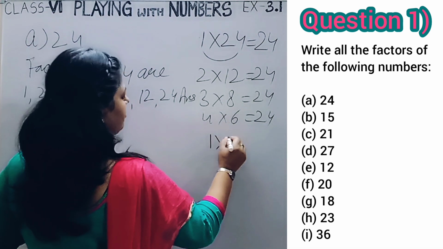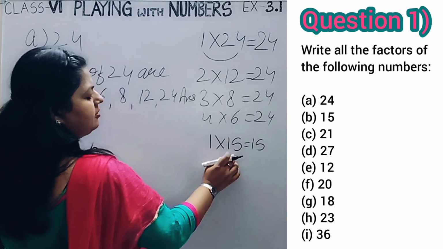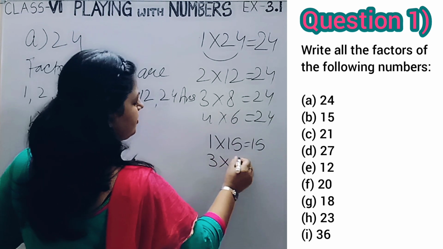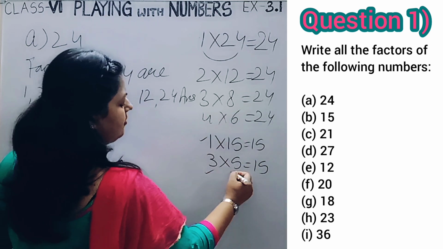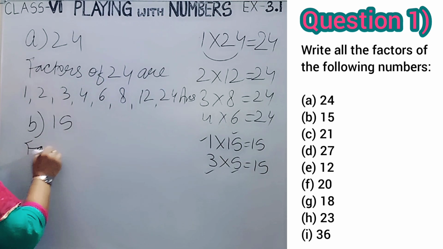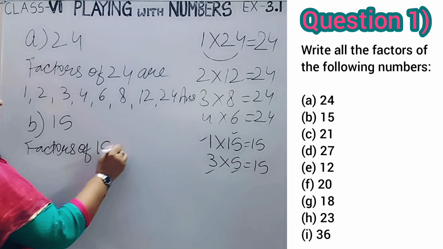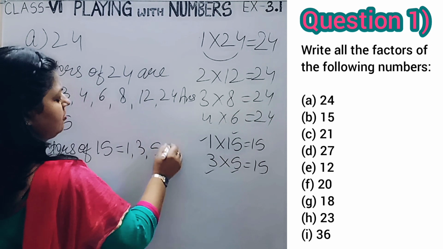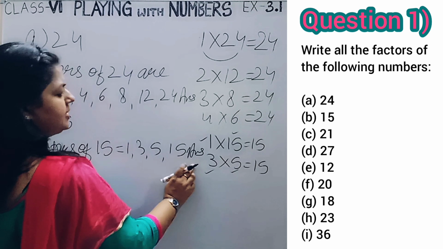1 into 15, 15. 1 and 15 are factors of 15. Next one is 3 into 5, 15. So 1, 3, 5, 15 are factors of 15. Factors of 15 we have 1, 3, 5, 15. Answer. We always arrange the numbers in ascending order.